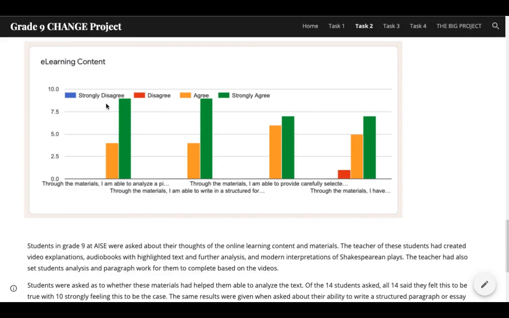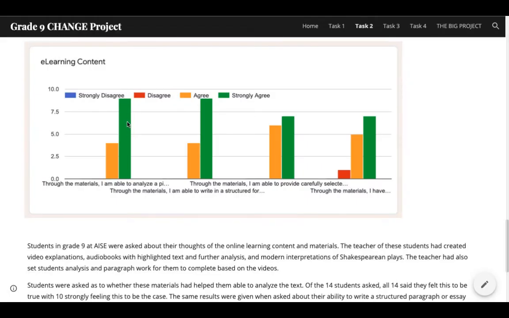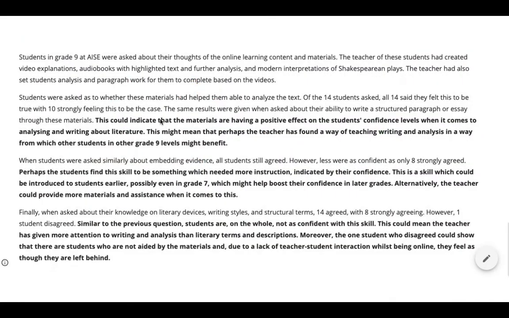So the first question I analysed here was these two really. Students were asked whether the materials had helped them analyse the text. Of the 14 students asked, all 14 said they felt this to be true, with 10 strongly feeling this to be the case. So you can see here, 10 strongly agreed, and the others, the 4, agreed. The same result was given when they were asked about their ability to write a structured paragraph or essay.